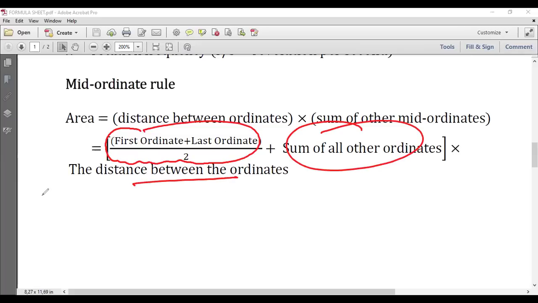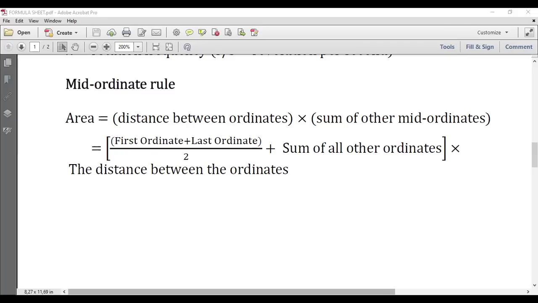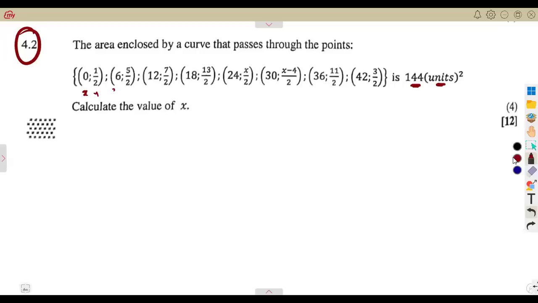So understanding this formula is going to help us to answer the question that we are given there, because already we have the area. So if this area of 144 was equal to the sum of the first and last, which one are we considering as the first and last ordinates? In this case, we are given these as points. Remember, these are points. So the ordinates we are talking about, the y values, are 1 over 2, 5 over 2, 7 over 2, 13 over 2, x over 2. These are the ordinates that we are talking about.